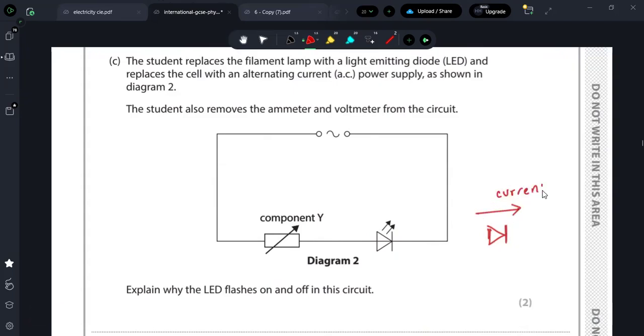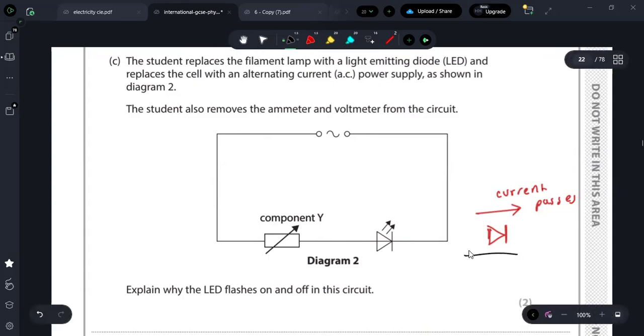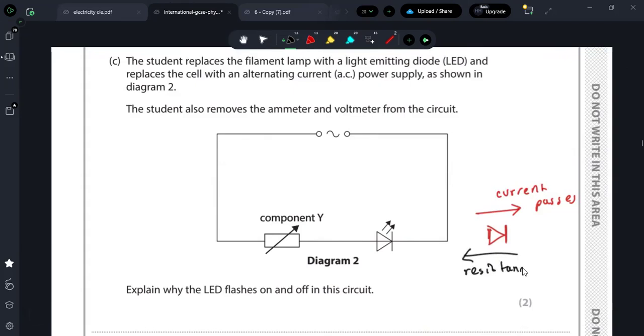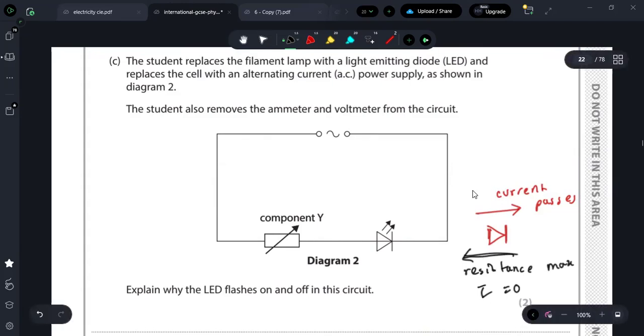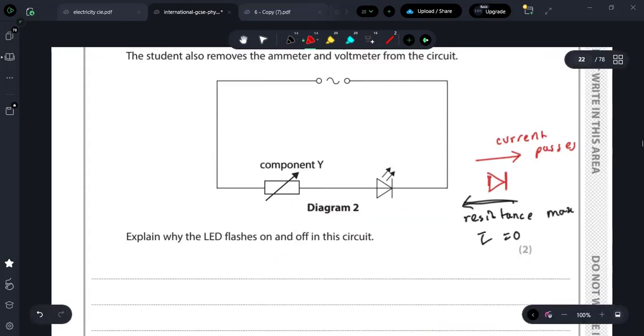Current passes. So what is the problem in the reverse direction? In the reverse direction the resistance is extremely high. Resistance maximum. So current is equal to 0. In the backward direction no current can travel for LED, for diode. Current can pass in only one direction. And what does alternating current do? It passes the current in both directions.